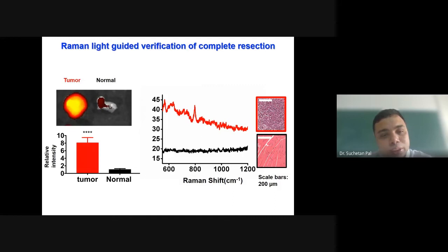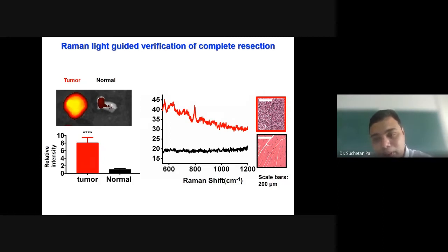Then you go to this individual tumor tissue and normal tissue, you scan the tissue, and you can see this signature of the nanoparticles: these are present in tumor tissue, these are not present in normal tissue. So essentially this is a QR code to verify whatever tissue you have resected, is it tumor or normal. Okay, and this is again verified by histology.